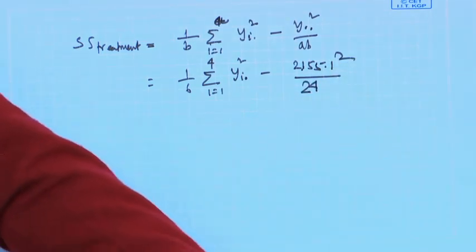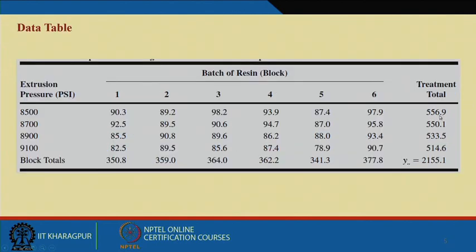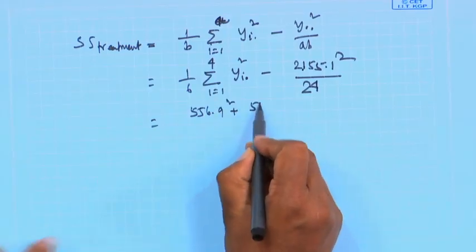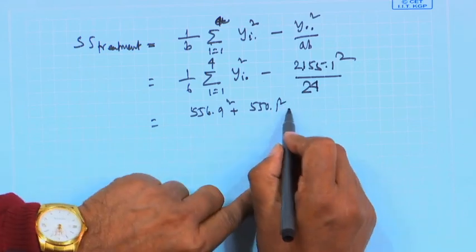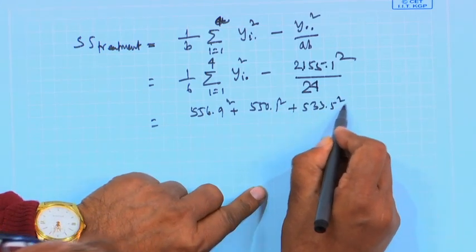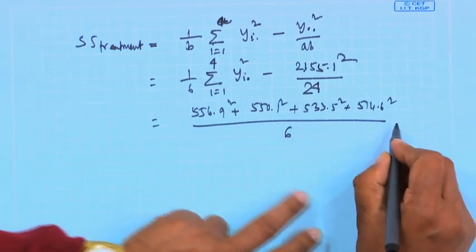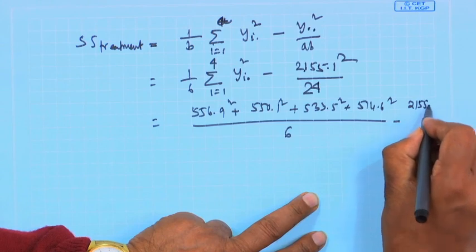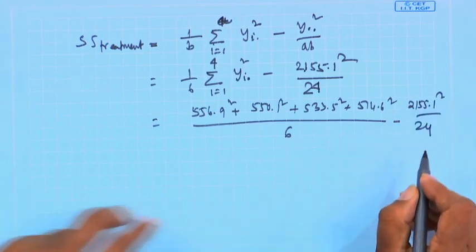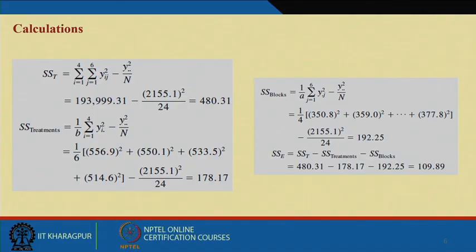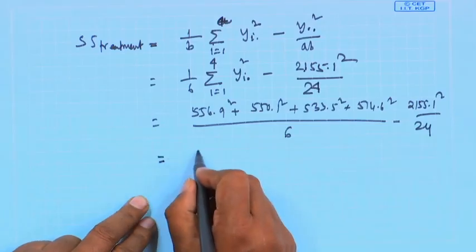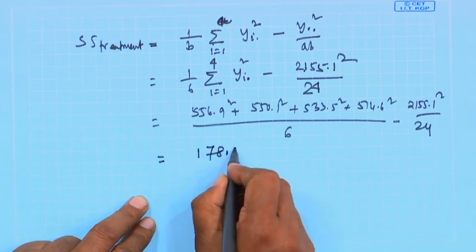So, what you do here, how many totals are there? Row totals, 4 row totals are there. So, this is basically 556.9 square plus 550.1 square plus 533.5 square plus 514.6 square divided by 6 minus 2155.1 square divided by 24, and ultimately this quantity will become 178.17.